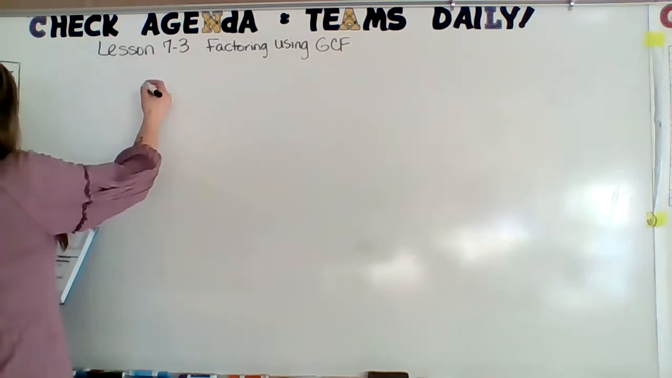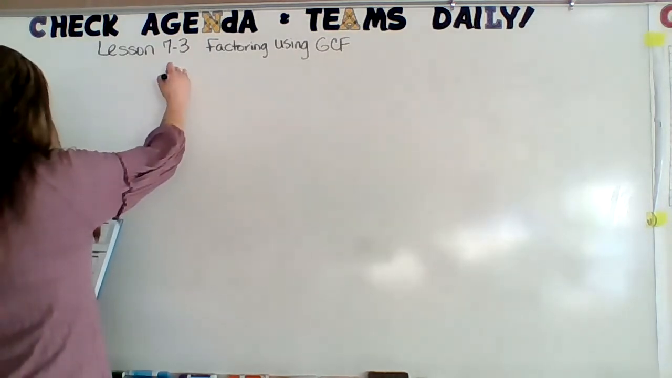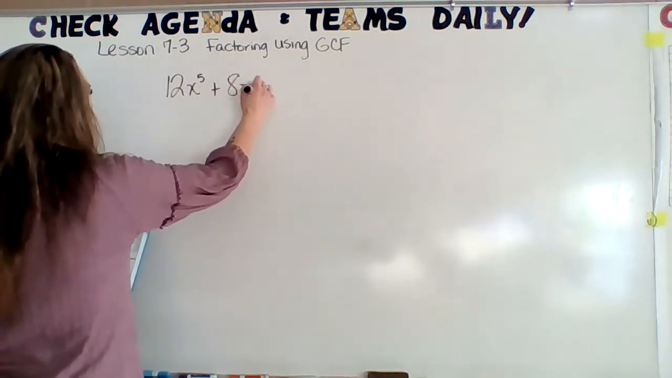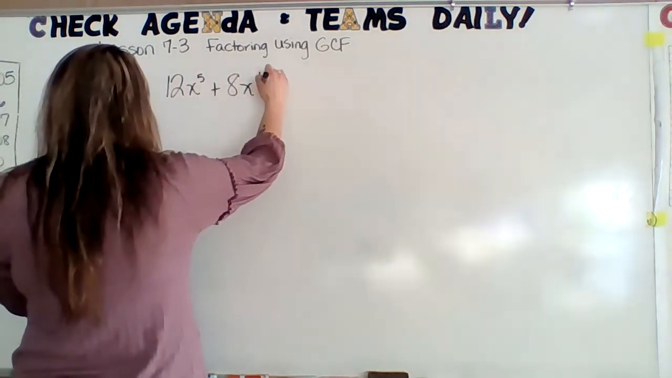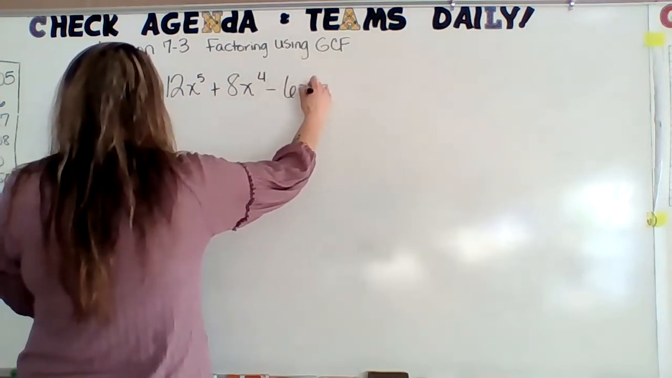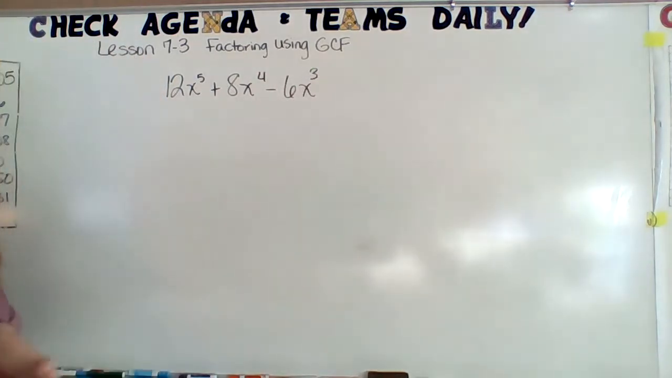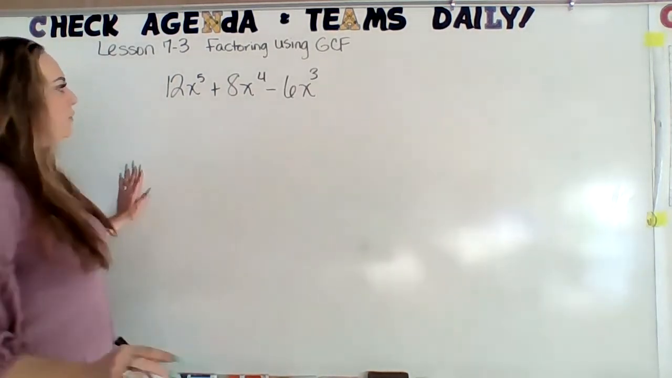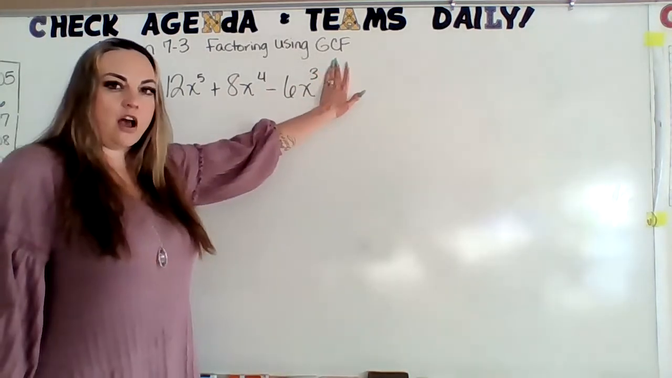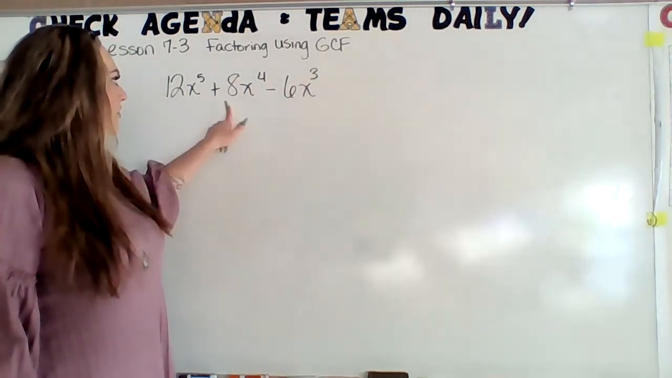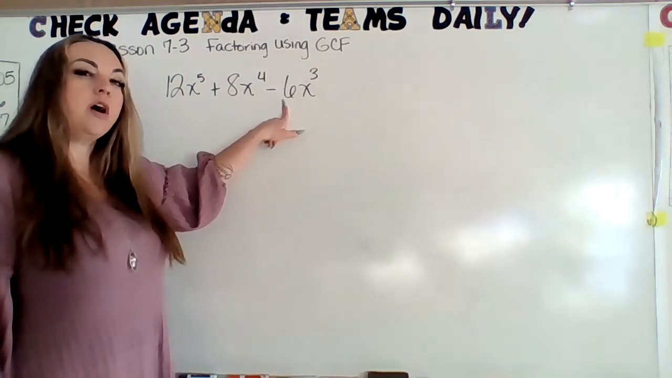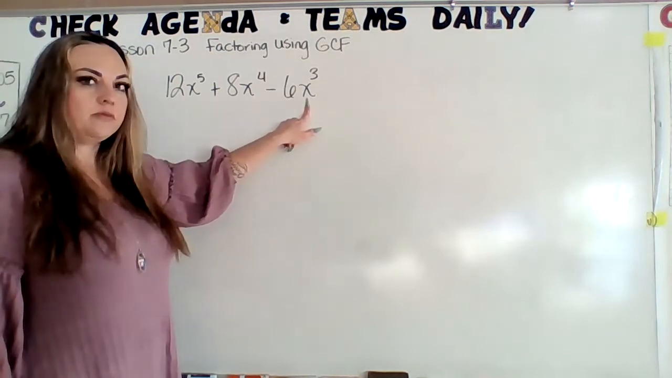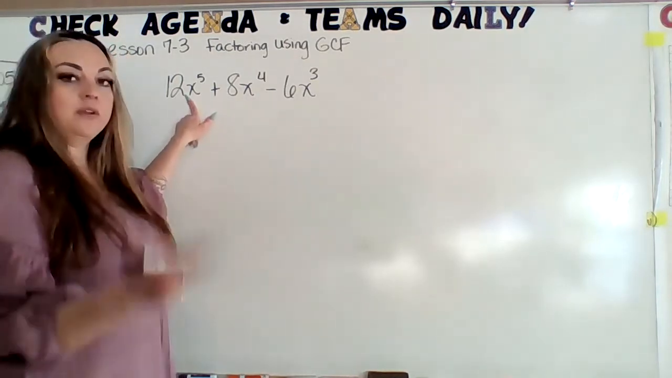So let's first look at this polynomial. This specifically is a trinomial, right? Because we have 3 terms here. Now we need to find the greatest common factor of the coefficients, 12, 8, and -6. We also need to find the greatest common factor of the exponents, the variables, with the exponents.